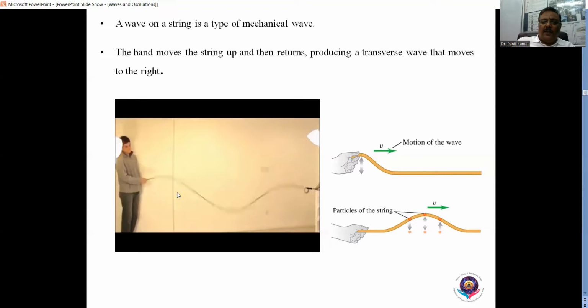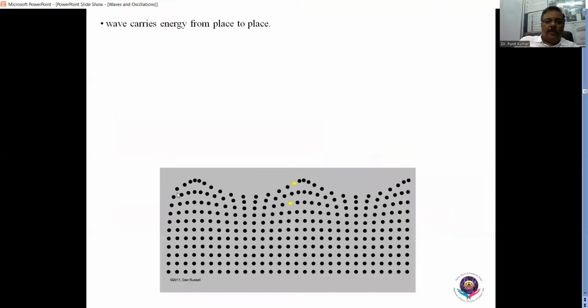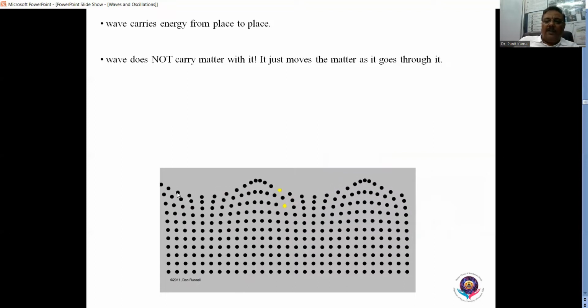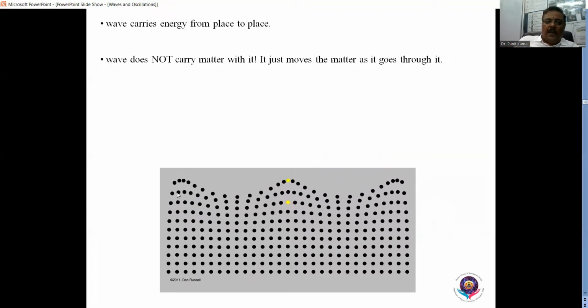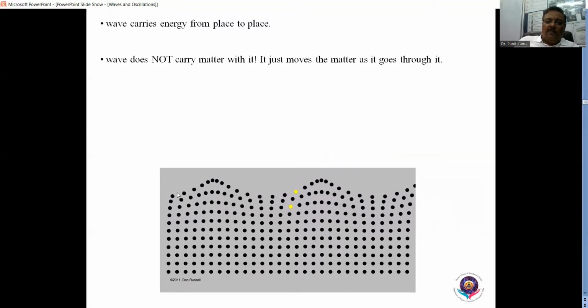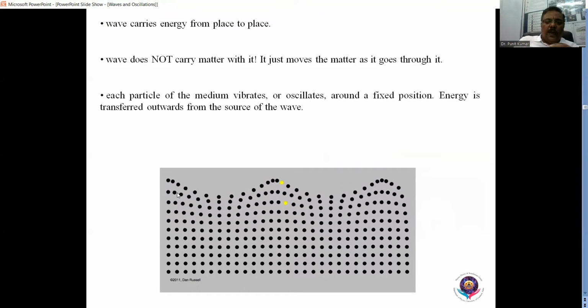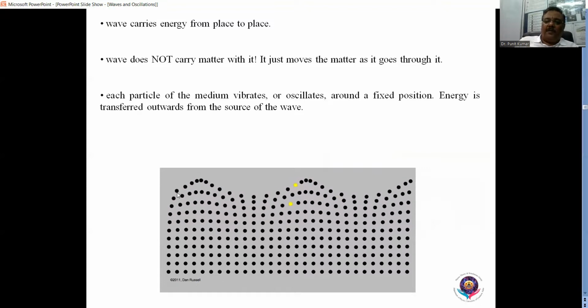Because if the particles of the medium moved away, then the shape of the rope would be distorted. But the shape remains as such. That means the particles of the medium of the string are in the same position as they were before, only the disturbance has traveled. So basically, when the disturbance travels, it carries energy, and the particles of the medium do not move, but only the energy is transferred through the medium. And this transference takes place through vibrations.